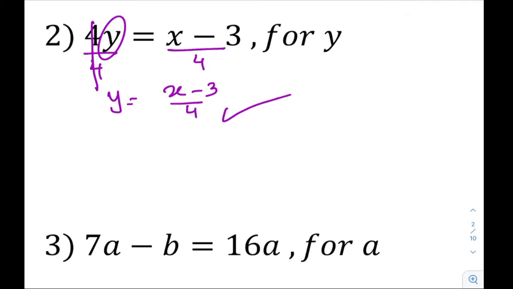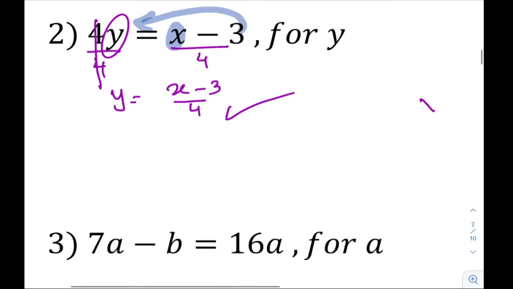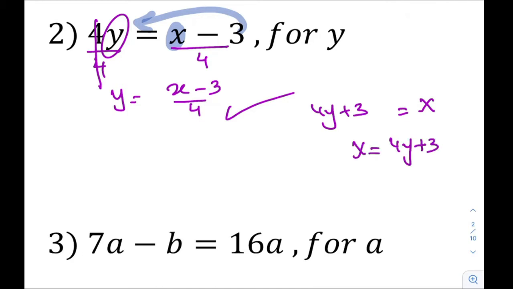Remember, if you are solving for x, then take the 3 to the other side to keep the x alone. So it will be 4y plus 3. The situation will be different and you will stop here. So your x is 4y plus 3. That's why I'm telling you to read carefully.